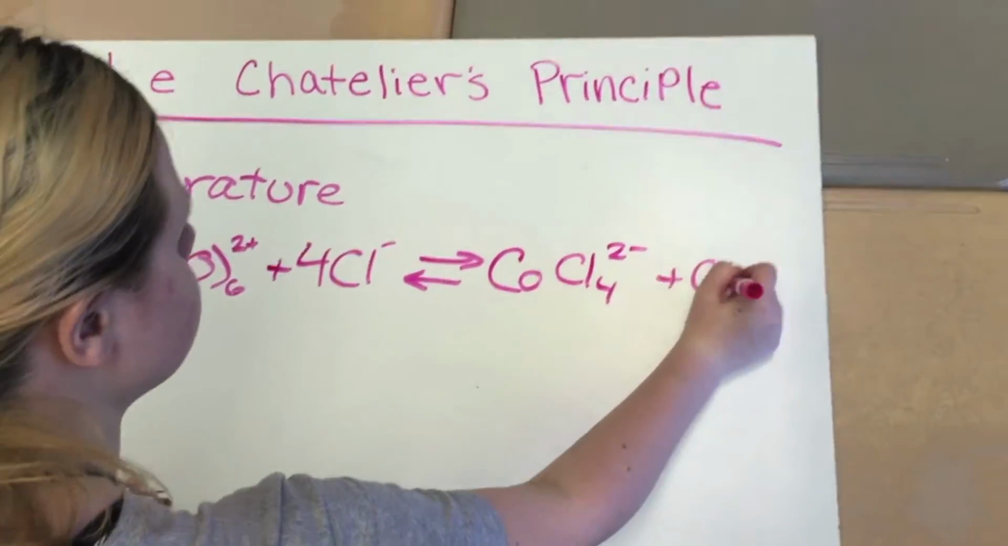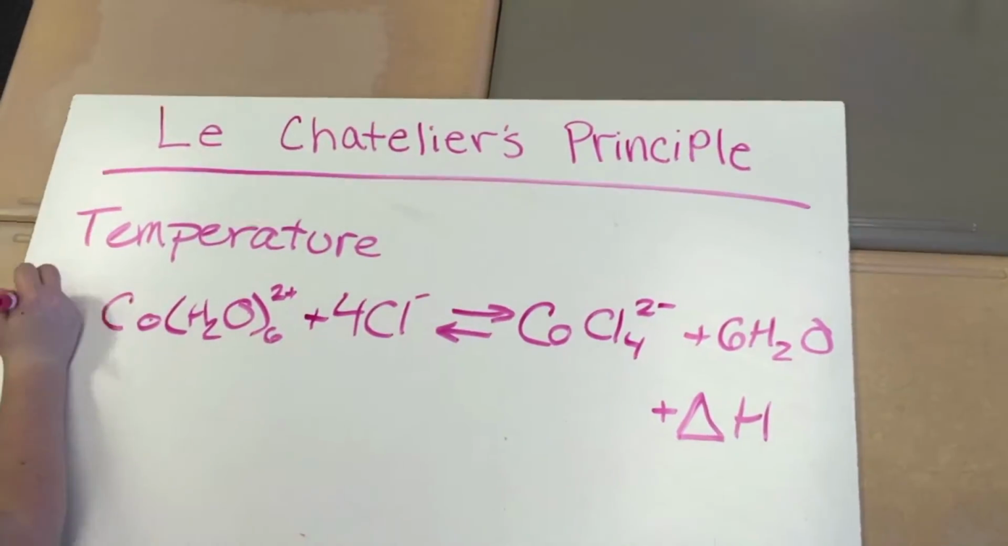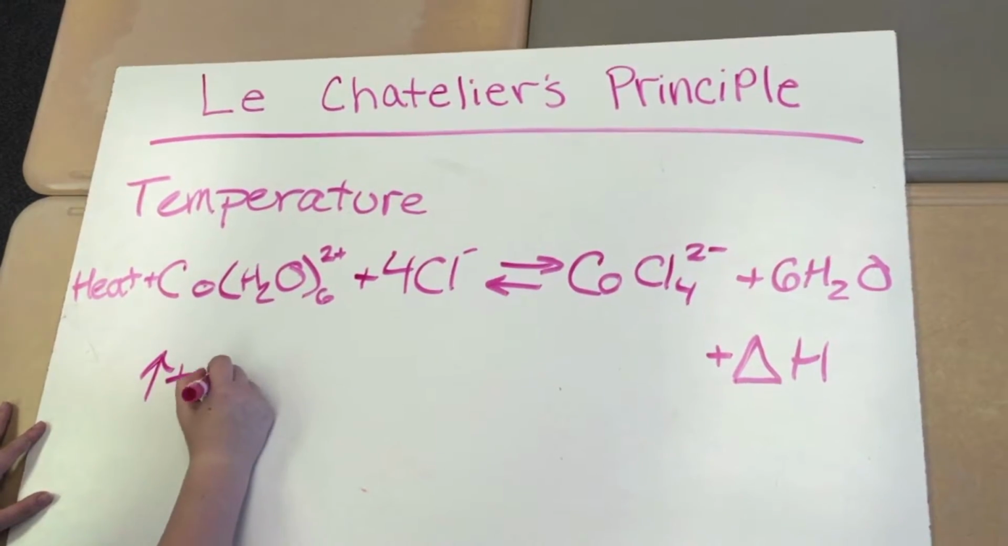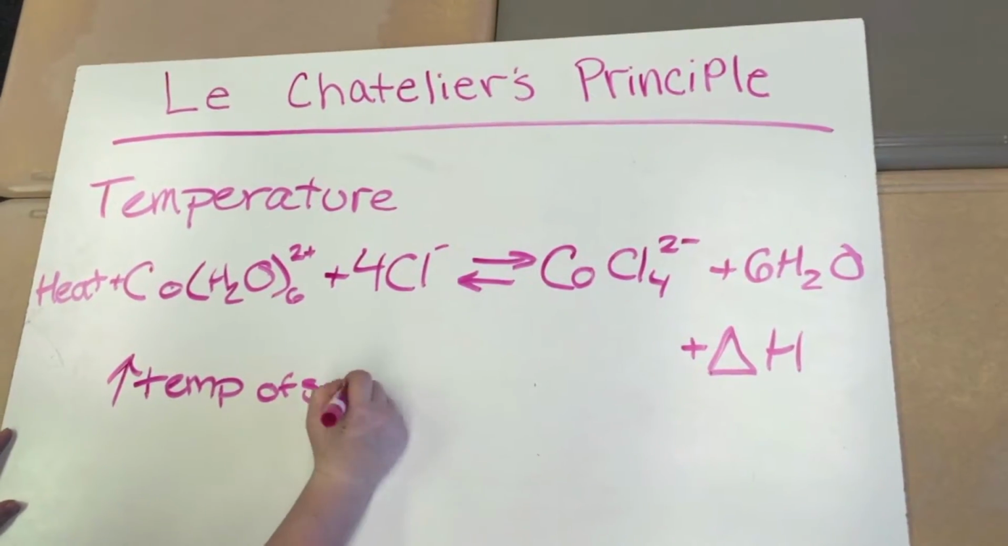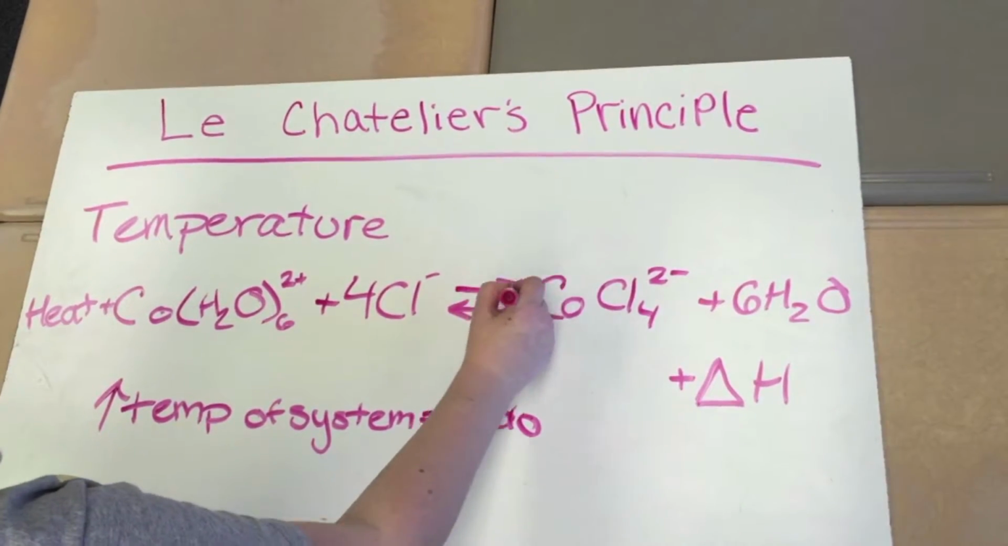This equilibrium equation is endothermic, so we put the plus sign before the delta H and the heat on the reactant side. If there is an outside force of an increase of temperature on the system, the reaction will absorb heat in order to bring the temperature back down. This is an endothermic reaction, which in this case is a shift to the right.